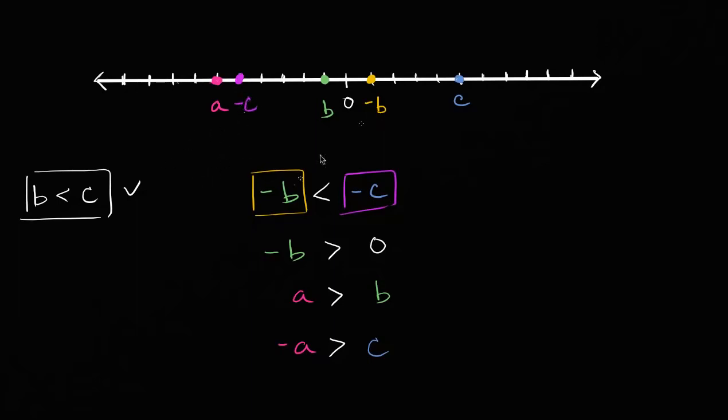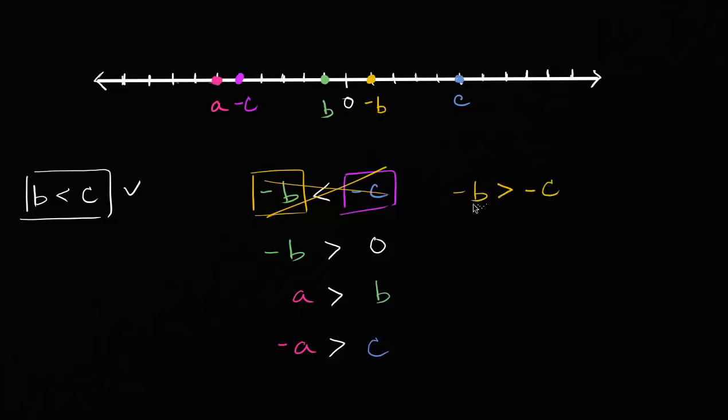So let's compare. Is negative b less than negative c? No, negative b is to the right of negative c on the number line. Negative b is greater than negative c. So this is not true. Negative b is to the right of negative c, so negative b is greater than negative c.